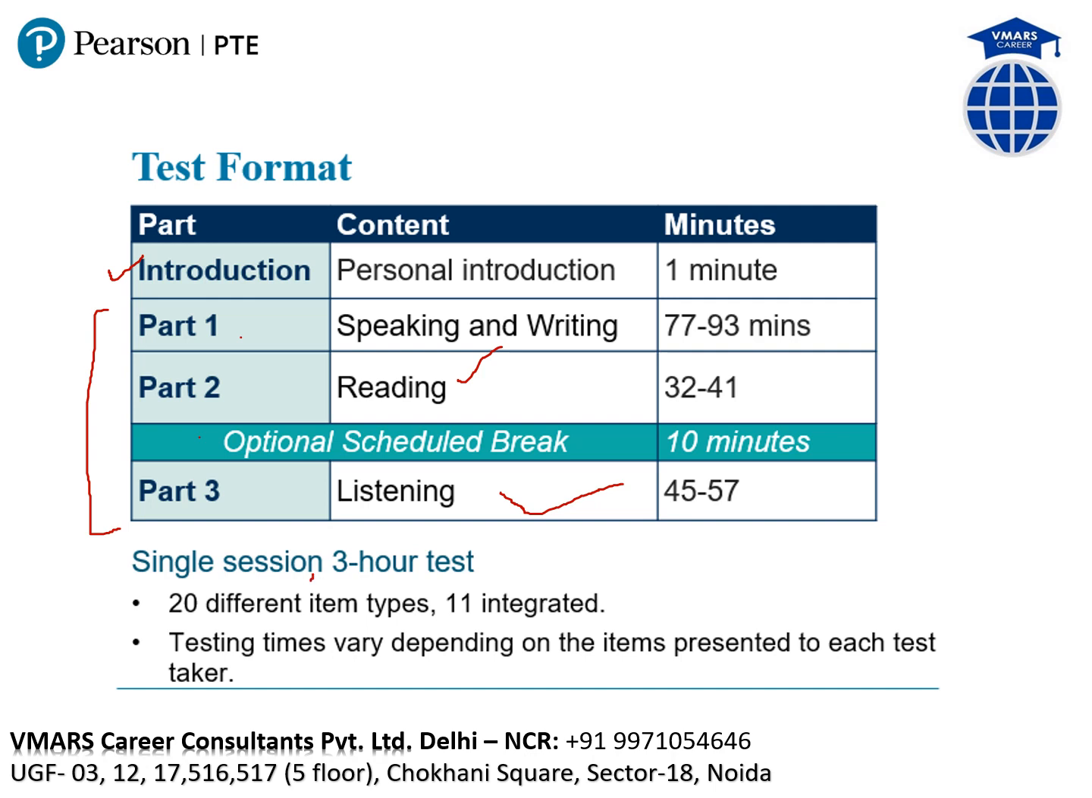So again, it's a single-session 3-hour test, and there are 20 different item types. If I combine the overall PTE Academic, it has 20 different item types, and out of them 11 are integrated. Integrated means that if it is reading, you're not only getting scores for reading, you're also getting scores for your speaking.